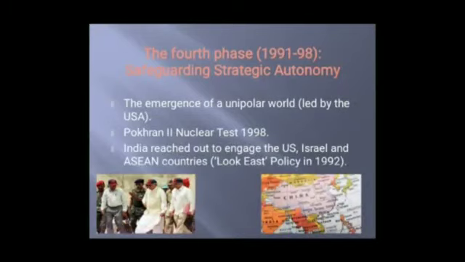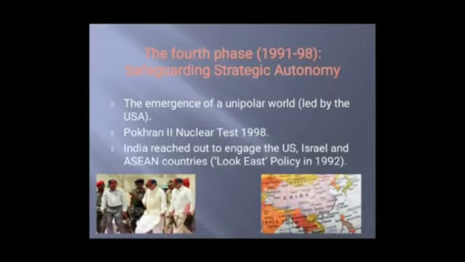This quest for strategic autonomy was particularly focused on securing its nuclear weapon option. This was the Pokhran 2 nuclear test, 1998. So this is a period where India reached out to engage the US, Israel and Asian countries more intensively. So the Look East policy, we'll be discussing it later in the video about the policy.